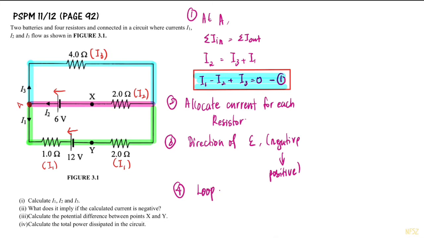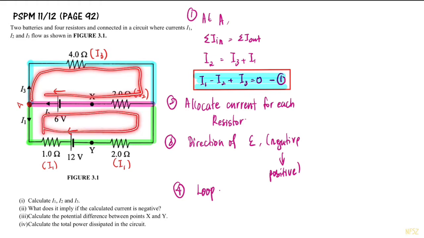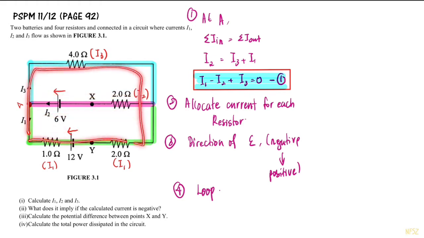Buat loop. So kita ada one loop up here. Okay, then kita ada bottom loop 2, then we have the very big loop. Ingat, untuk Kirchhoff second law mesti close loop. Selalunya kita guna loop kecil ni je lah, 1, 2. Kita tak guna loop besar ni, sebab confusing. Okay, sebab bila loop besar ni current ni banyak sangat, awak nanti confuse.